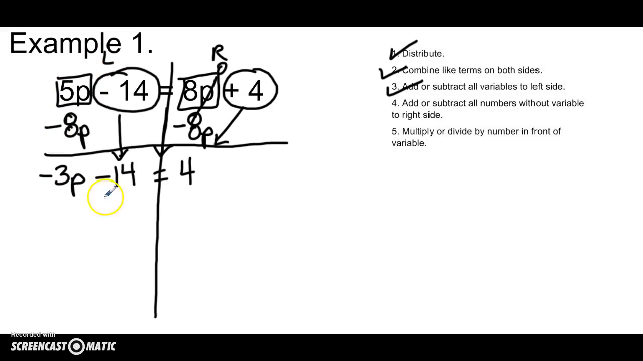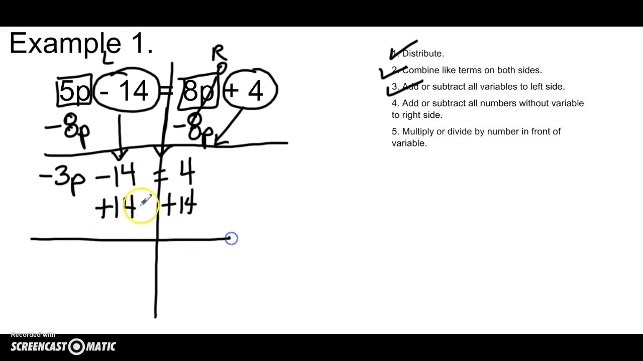Step 4 says to add or subtract all numbers without a variable to the right side. So what I'm going to do is look at the left side of my equation. I have a negative 3p, so that has a variable, and then a minus 14, which does not have a variable. So I'm going to add or subtract this negative 14 to the right side of the equation. In order to figure out what I need to do, I'm going to look at the sign in front of my 14. Because it's a negative 14, the opposite of a negative is a positive or addition. So I'm going to add 14 to both sides.